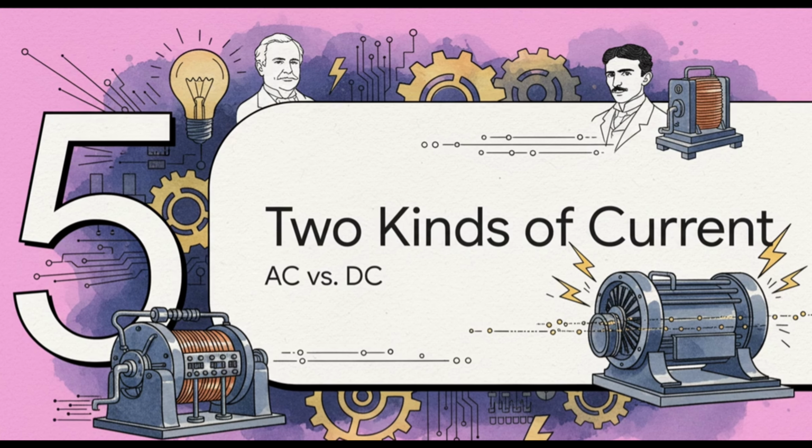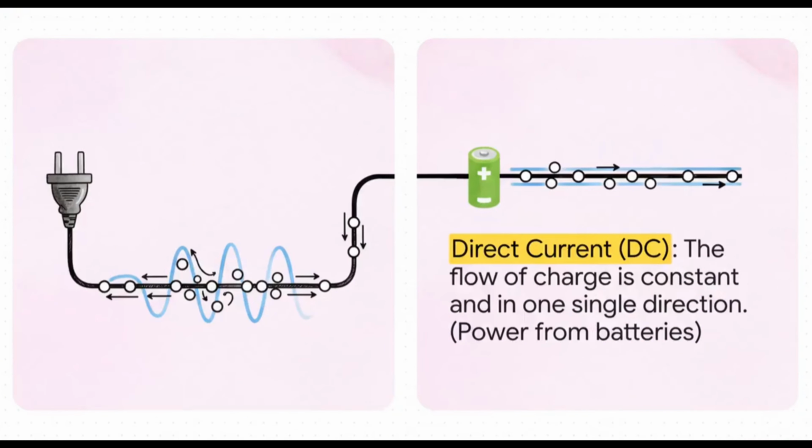So we've got the rules for how current flows, but it turns out that the current itself can come in two very different forms. This distinction was so important that it actually sparked the famous War of the Currents between Nikola Tesla and Thomas Edison. First, you have direct current, or DC. This is a steady, one-way flow of electrons. Think batteries, that's DC power.